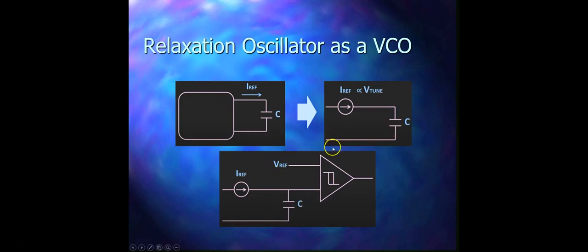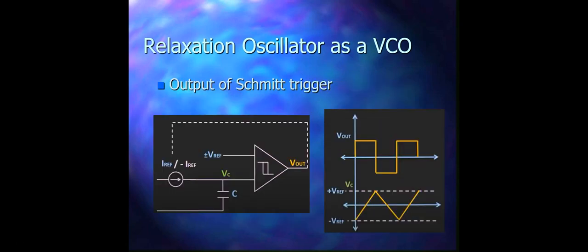Now here in this figure you see a Schmitt trigger circuit where the voltage which will appear across the capacitor is compared with the V reference voltage. And when this capacitor voltage reaches the V reference voltage, then the output of the Schmitt trigger will change. And let's see that in the next slide.